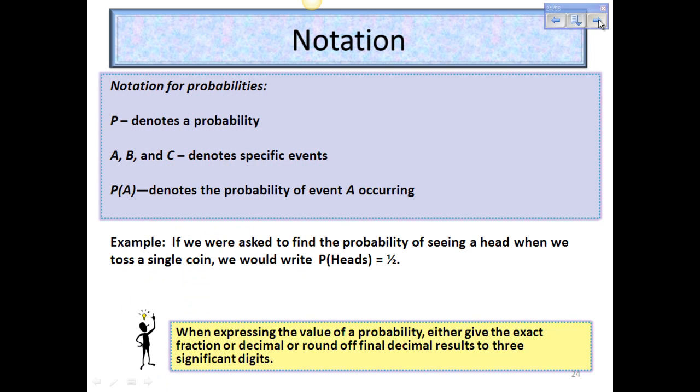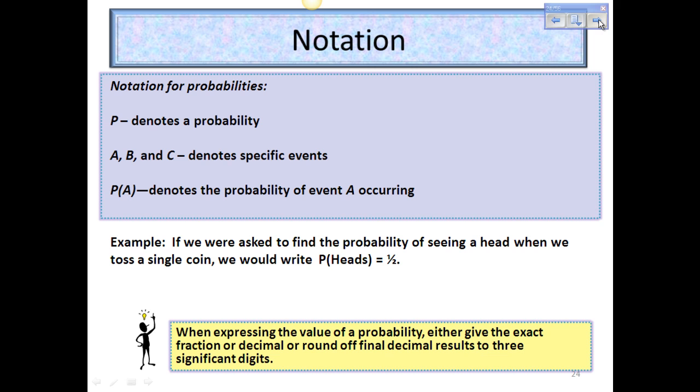Now when you're finding probability, make sure you use the correct notation. P denotes the probability. A, B, and C, or other capital letters of the alphabet, denote specific events. We would write P(A) and read that as P of A, or the probability of A, and that denotes the probability of event A occurring. For example, if we were asked to find the probability of seeing a head when we toss a single coin, we would write the probability of heads is equal to 1/2 because there is one head out of two possible choices.